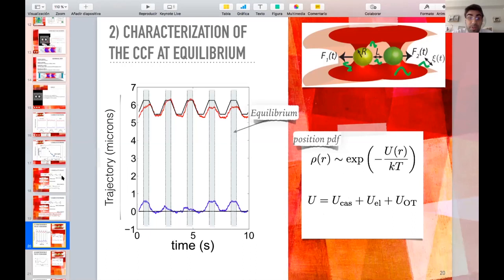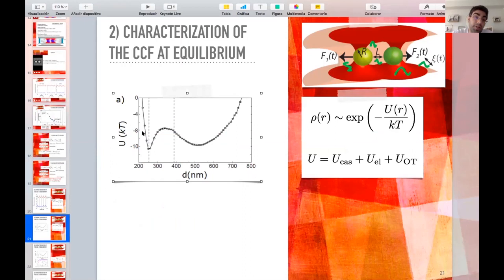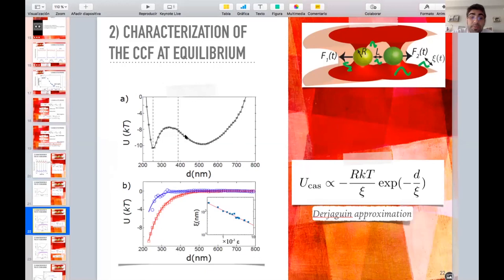We have here the optical tweezer, the parabolic potential. We have the electrostatic repulsion at very short distances between the colloidal particles. And we have the Casimir force that is forming this second well. So this is where the particles are jumping when they become synchronized. So we can subtract the optical trapping part and the electrostatic one. And we can focus on the critical Casimir, and we can fit it using the Derjaguin approximation, that is an exponential that is scaling with the correlation length and the distance between the surfaces.